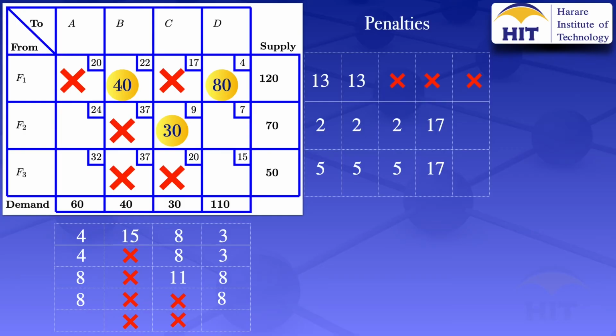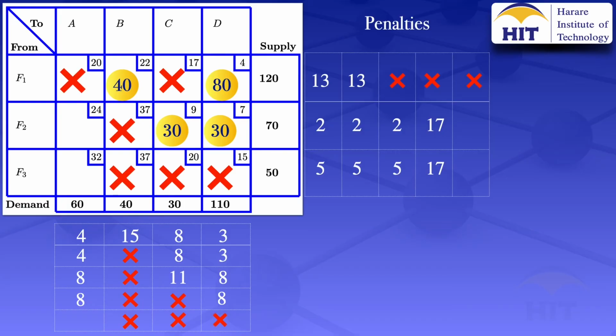And the moment we put the 30 units there, we can no longer allocate any more in that column, because what it is saying is we have already reached the demand for column D, which is 110. So I'll cross out here to indicate that we can no longer allocate since the demand has already been met. And when I cross out there, that means we can no longer calculate the penalties for that column.